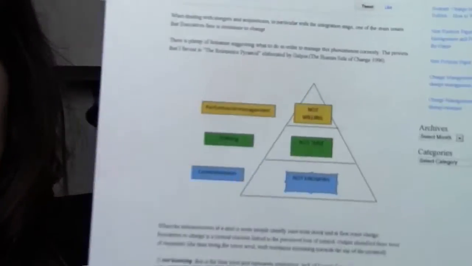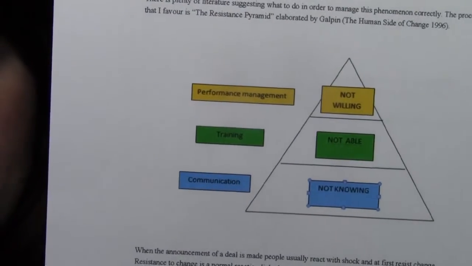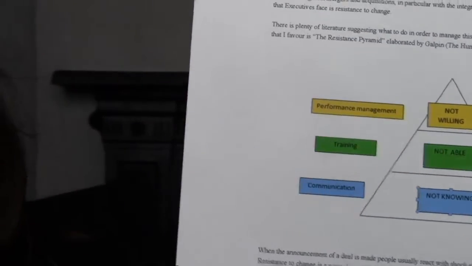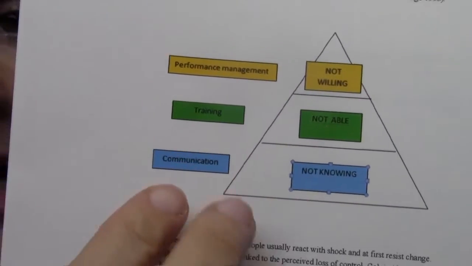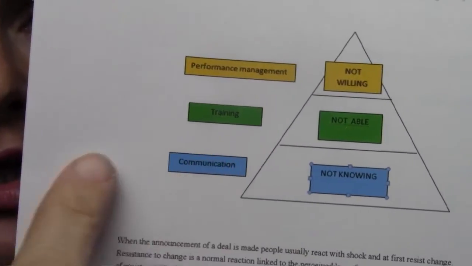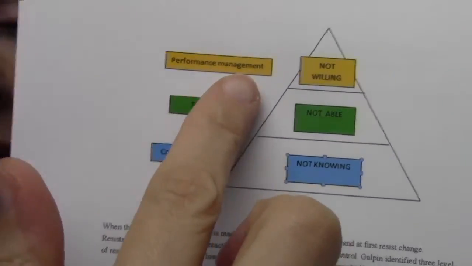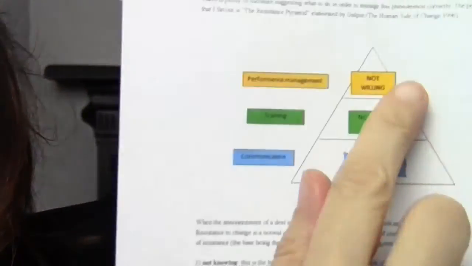A model that I find particularly helpful and very effective when dealing with resistance is the resistance pyramid that was elaborated by Tony Galpin. This is the pyramid itself. As we can see, there are three different levels of resistance. At the base, we've got not knowing. We then have people who are not able and not willing.